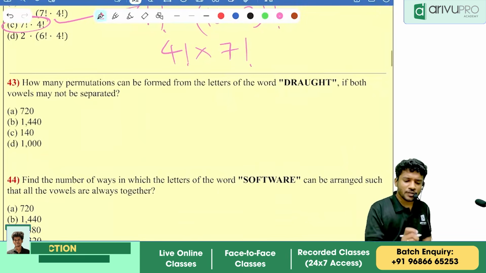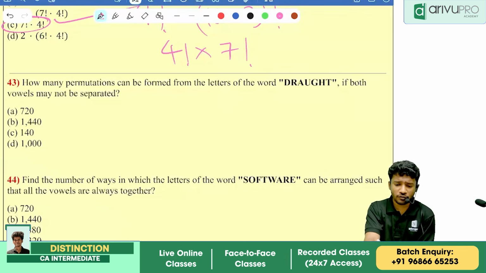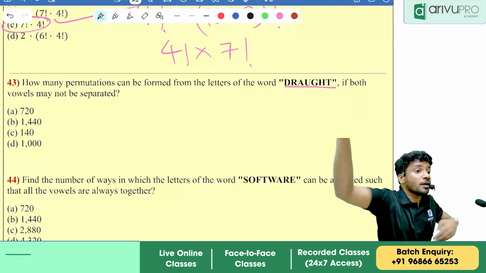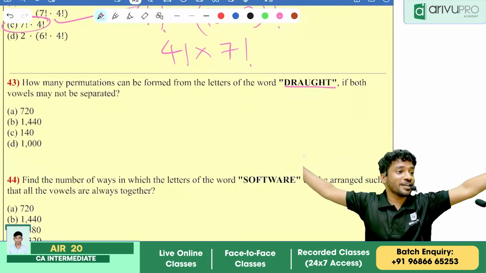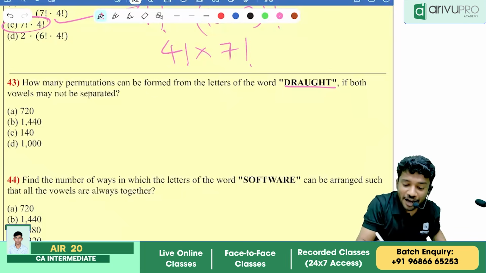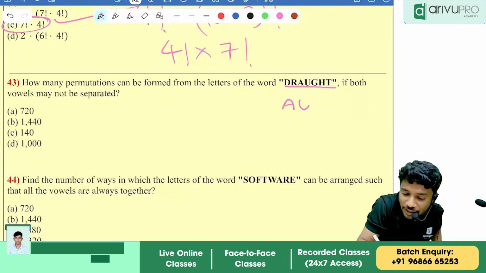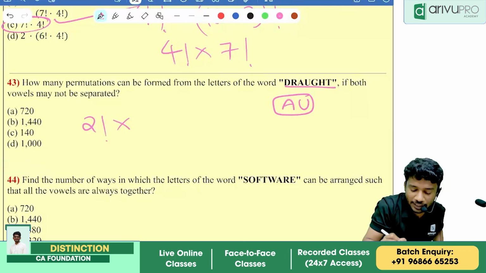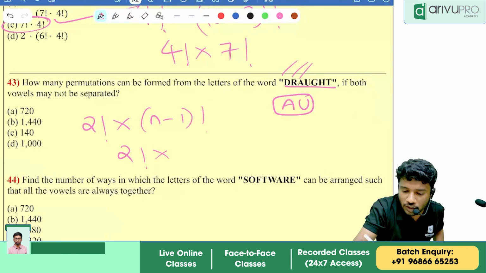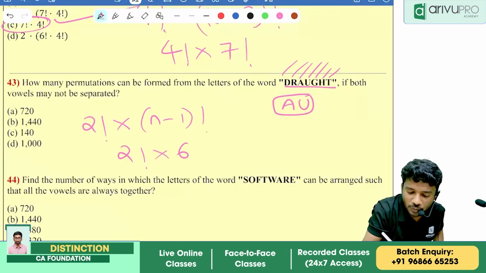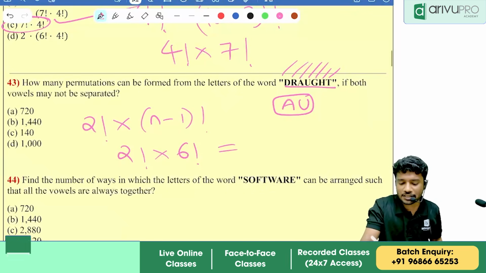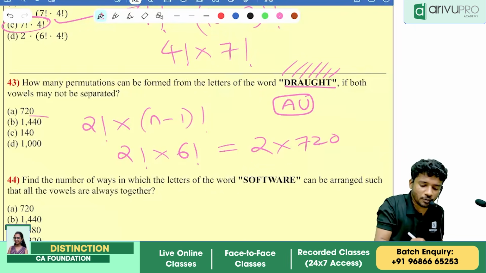Look at the next question. How many permutations can be formed from the letters of the word throat if both the vowels may not be separated? They can't be separated. Me and my wife cannot be separated. Means what? We should always be together. Correct. All the vowels are together means A, U. Anything else? No. Only 2 are there. That means 2 factorial into n minus 1 factorial. That is 2 factorial into 7 minus 1, which is 6 factorial. Anything repeated now? No. How much is the answer? 2 into 720. Answer is how much?